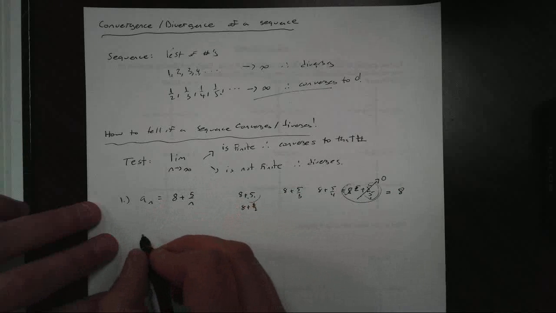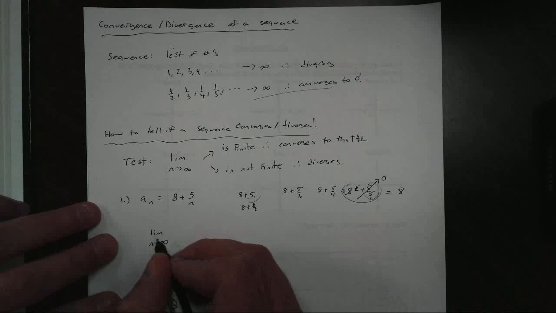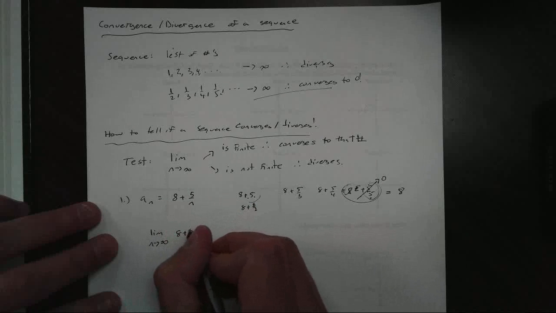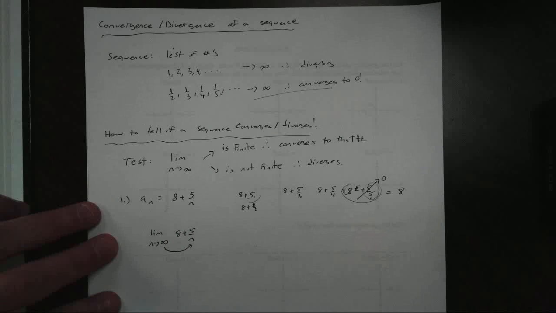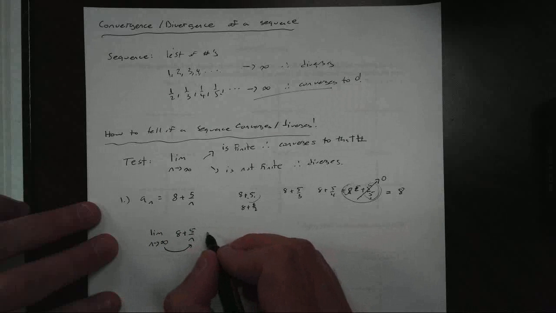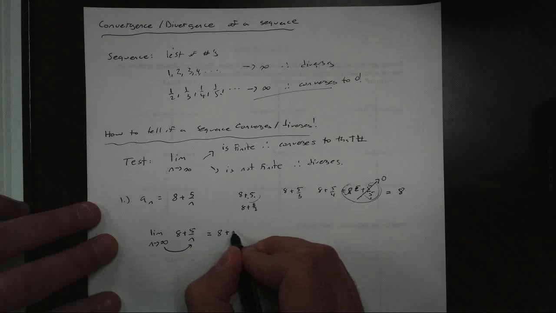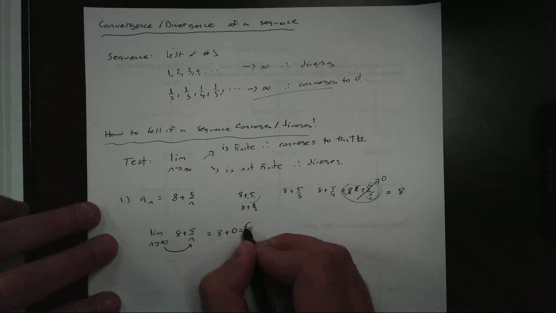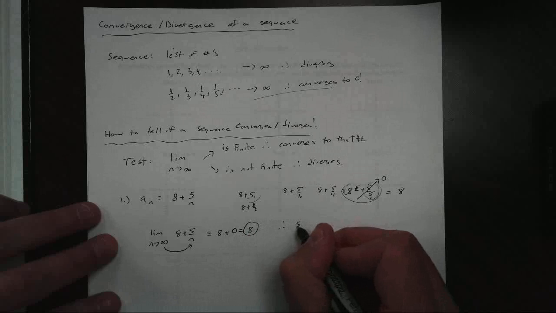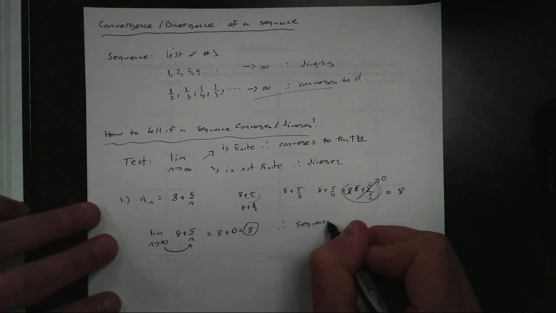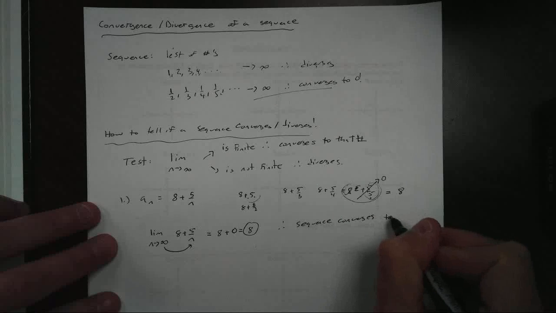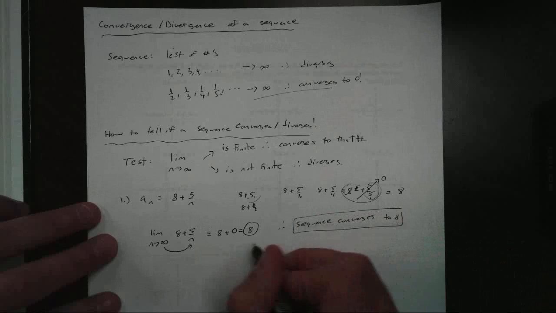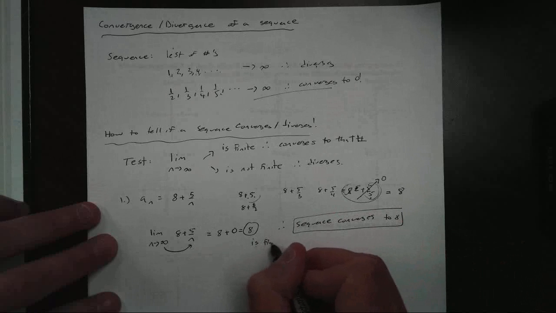So to do that, what we're going to do is take the limit as n goes to infinity of our problem, 8 plus 5 over n. If I plug the infinity in here, well, 5 over infinity is one of our definitions. That's just 0. So I get 8 plus 0, which is 8. So we say, therefore, the sequence converges to 8. Because why? 8 is finite.